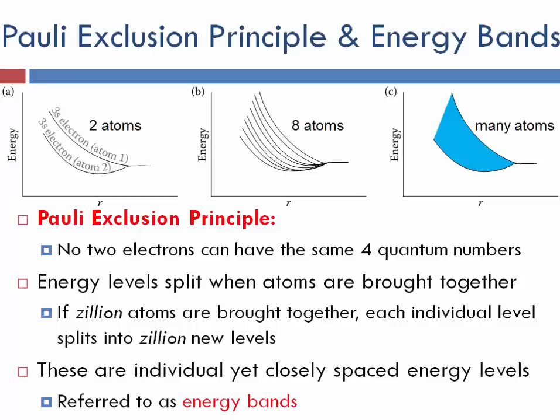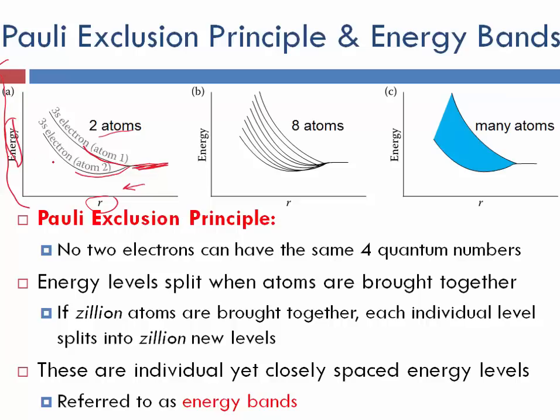So let's focus on this slide in the top left-hand corner here at this plot. This plot is energy on the y-axis and separation between atoms on the x-axis. So we can see that 2 atoms, when they're far enough apart, have the same energy. Okay? Well, as the atoms get closer and closer together, we can see that the energy bands split.